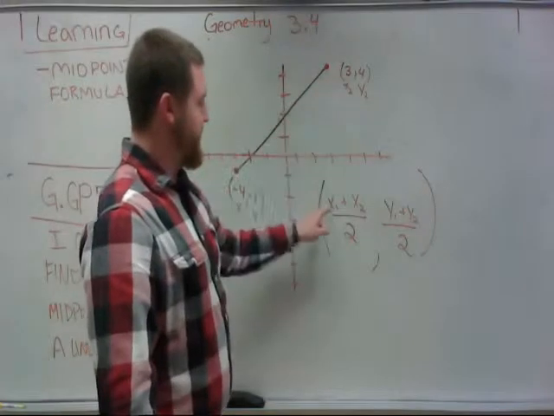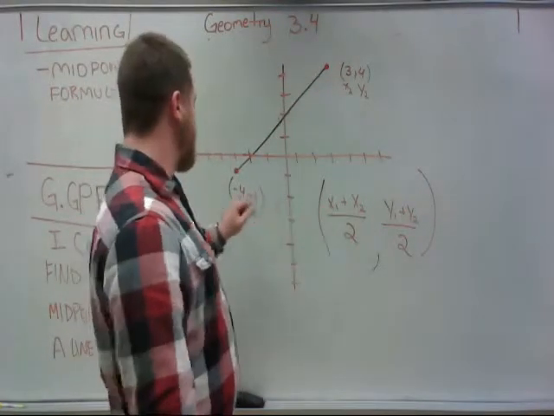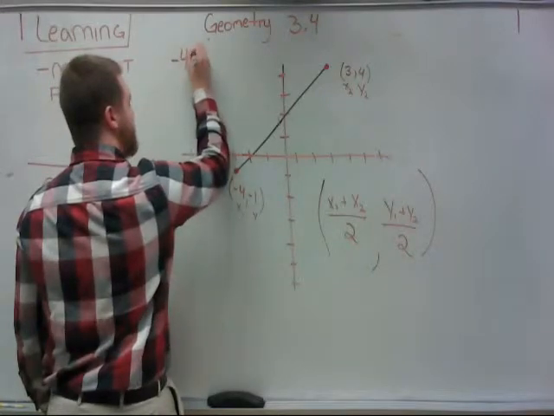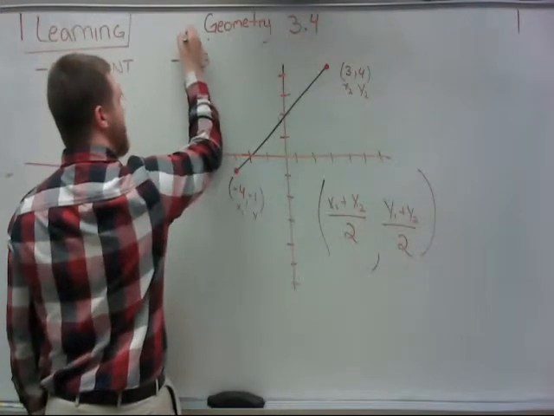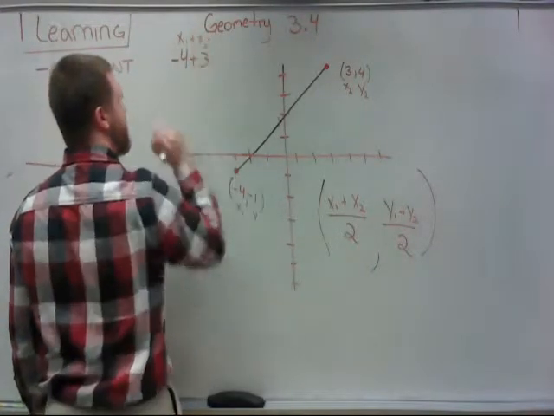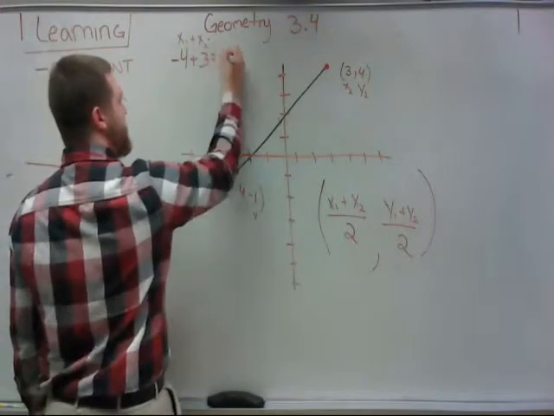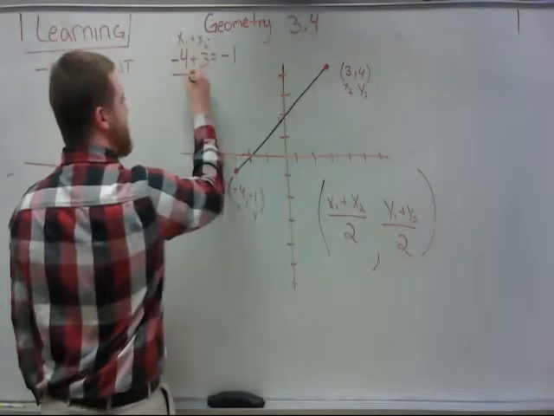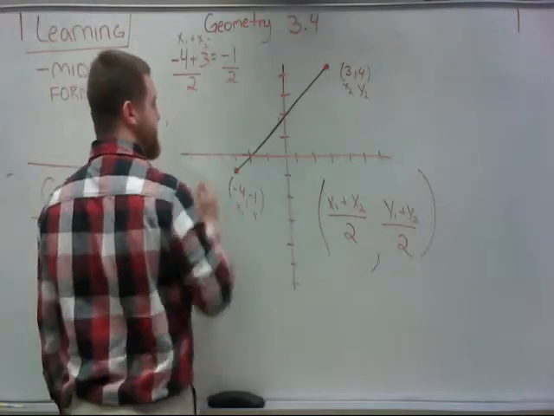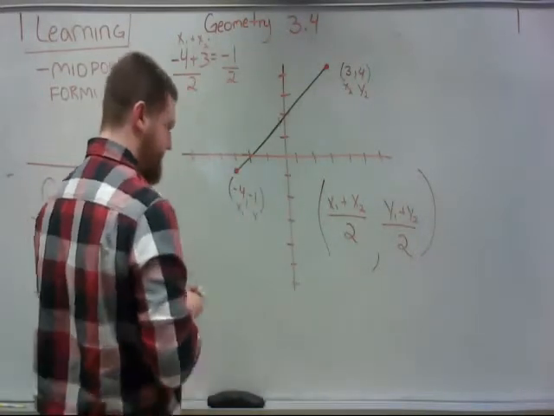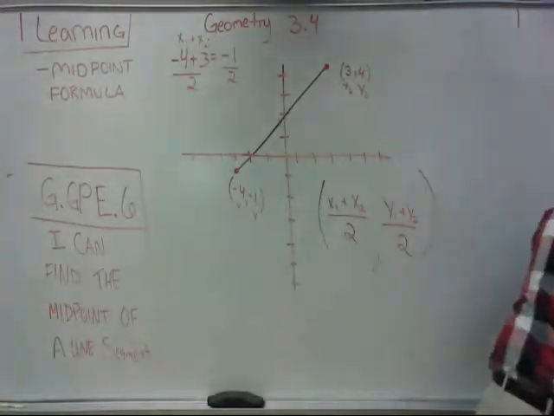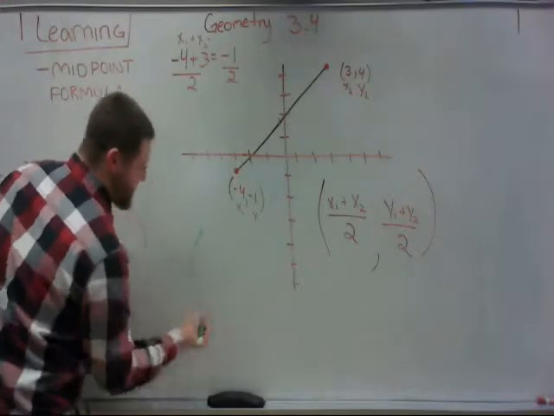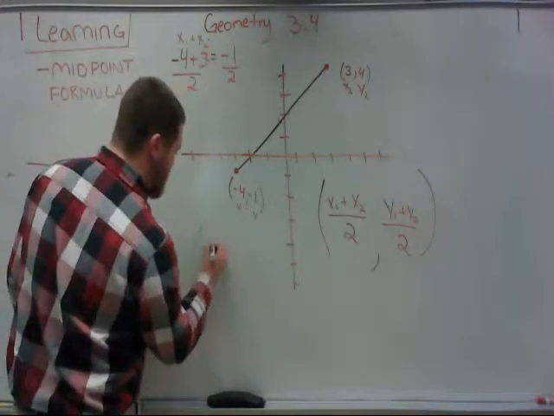x2 is 3. x1 is -4. So let's add them together. -4 plus 3. This is x1 plus x2 equals -1. And what do I do with that? I divide it by 2. So my x coordinate is, let's do green. Hopefully this one works. My x coordinate is -1/2.